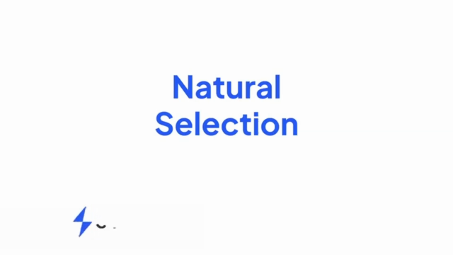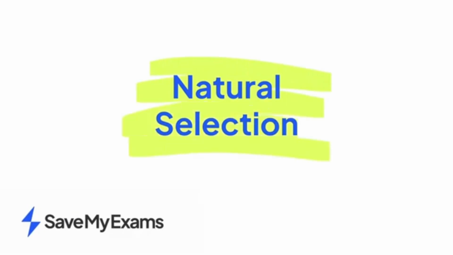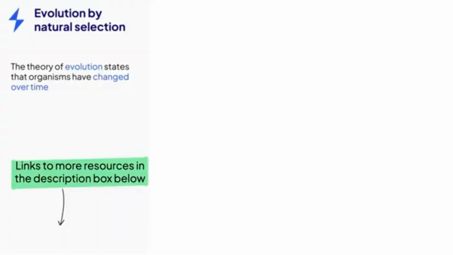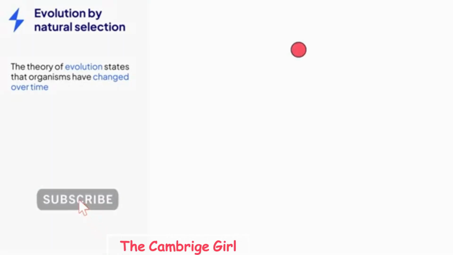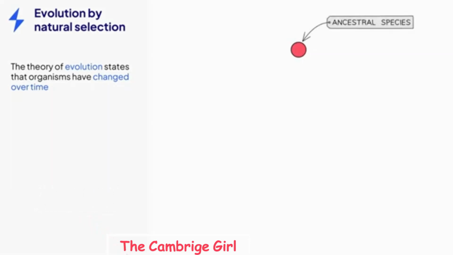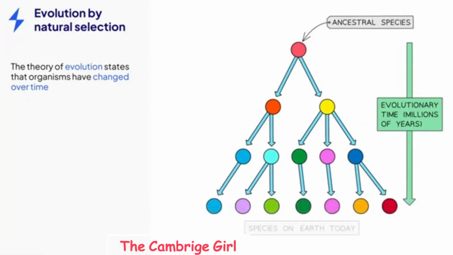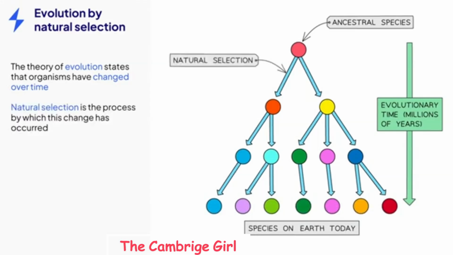This video is on the topic of natural selection. The species that live around us on Earth today have not always been the same. Evidence suggests that they all share a common ancestor, a single ancestral species from which all other species have evolved or changed over time. The process by which this evolutionary change has occurred is known as natural selection, a theory first proposed by the famous Charles Darwin.